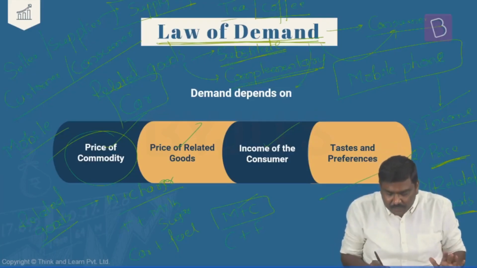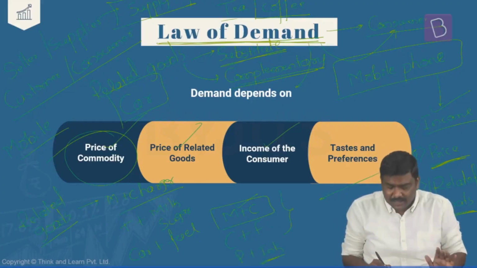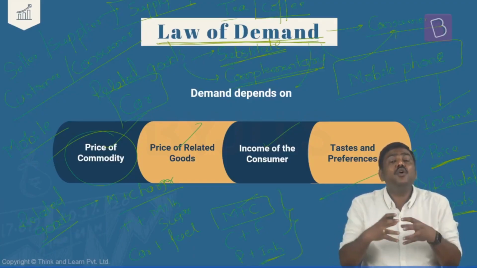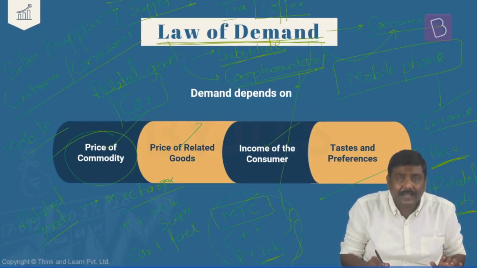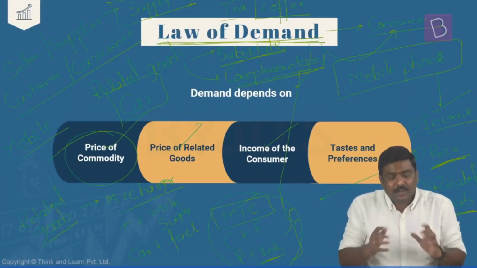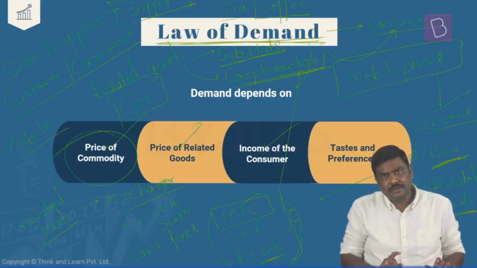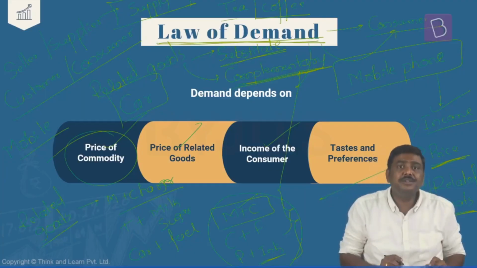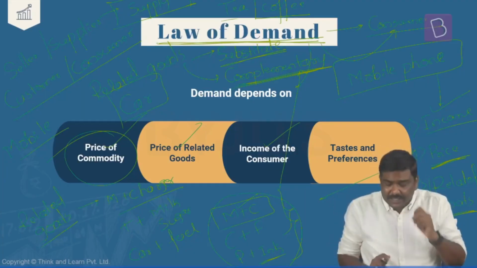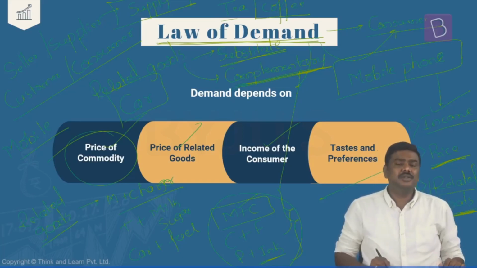For that matter, another example, printer and ink. These are also consumed in combination. So there are a set of goods which are consumed in combination. These are called complementary goods. So substitutes, individual consumption; complementary goods, consumed in combination. These are referred to as related goods.